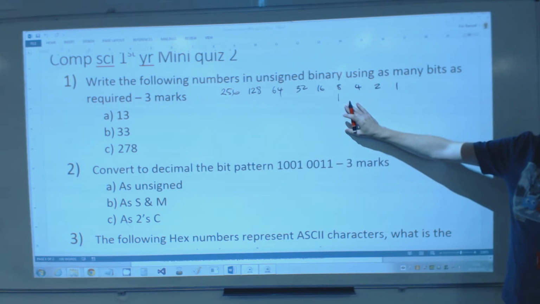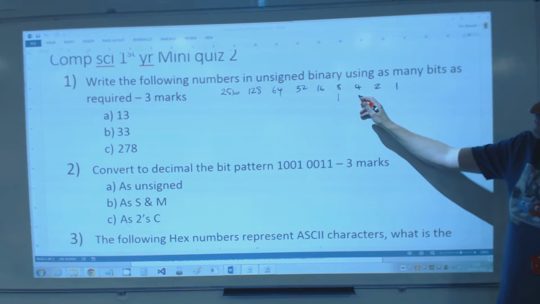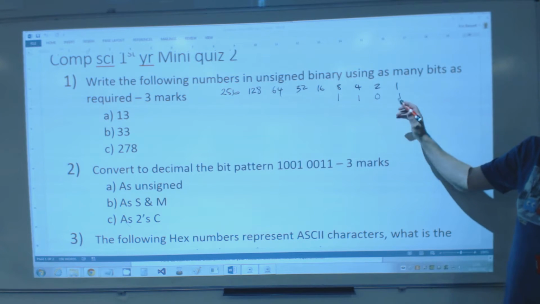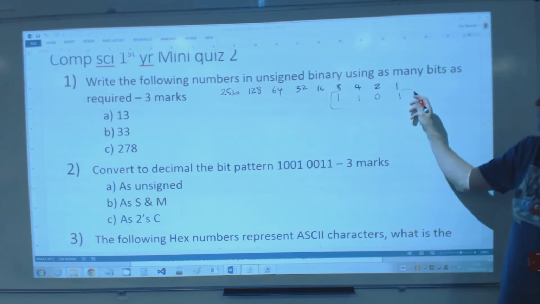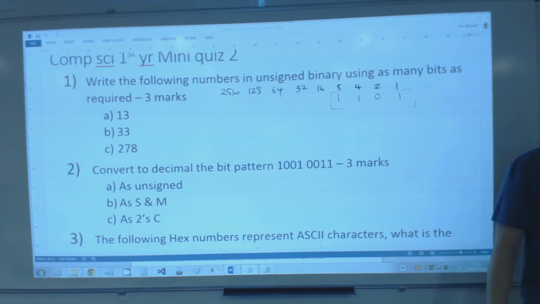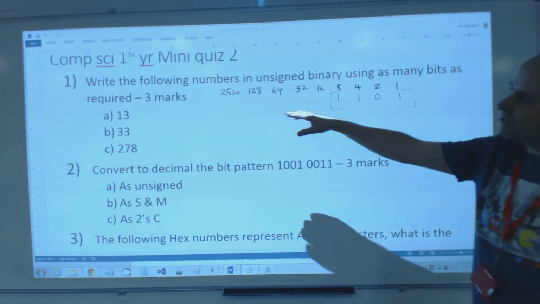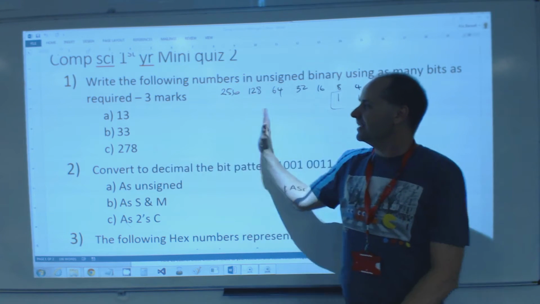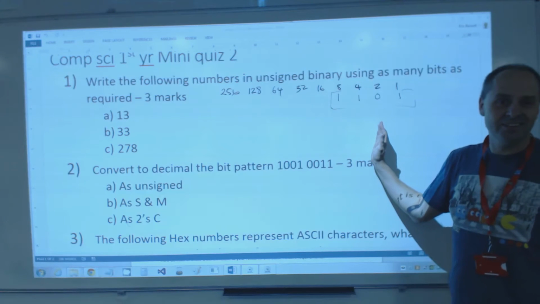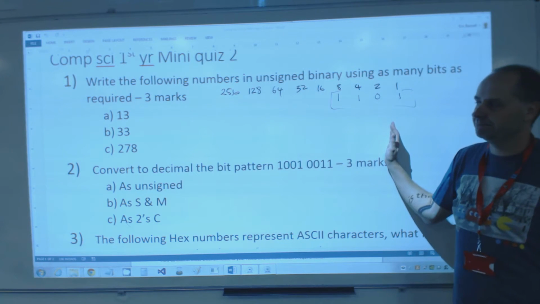Right, so I've taken that off. That leaves me with 5. I can get 4 out of that. No 2s and a 1. So my answer only requires 4 bits. Now we could have known that because 4 bits is 0 to 15. So we could say, right, I don't need any more than that.